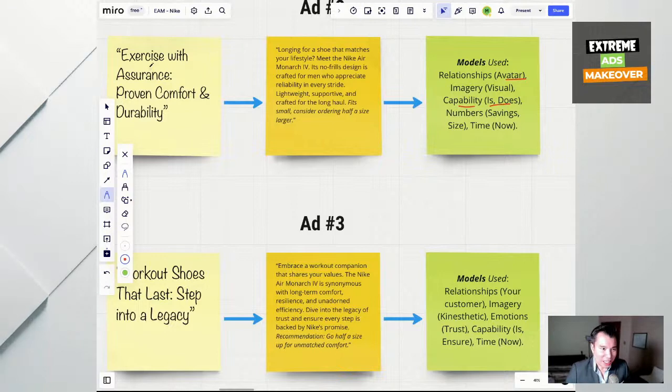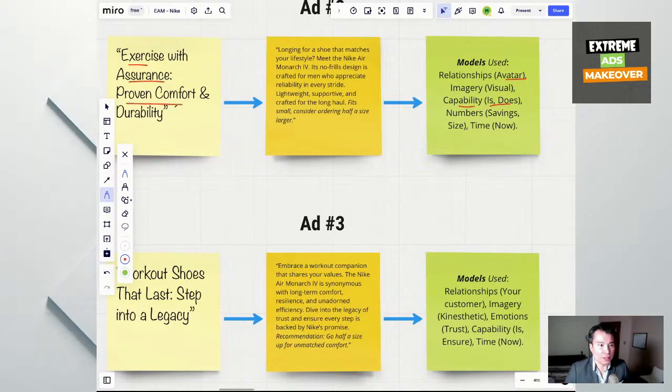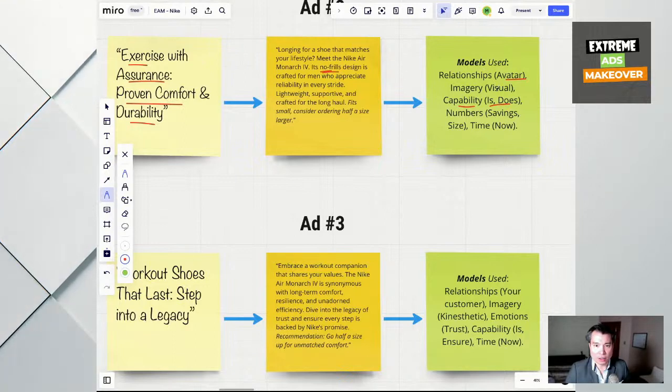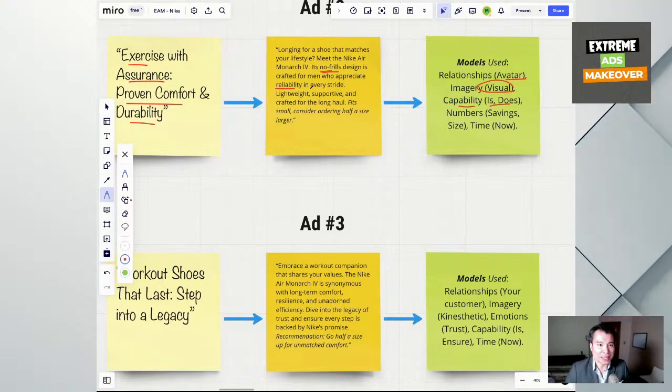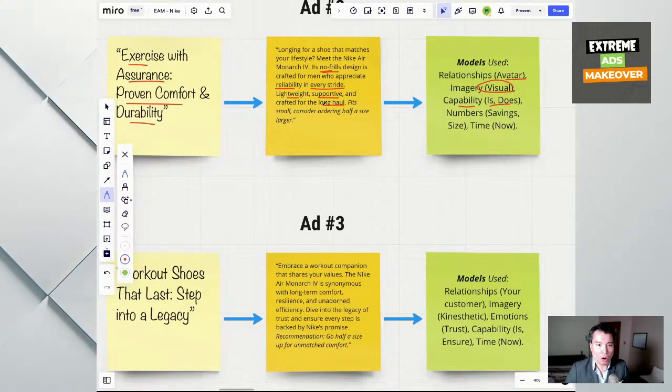Okay, so exercise with assurance, proven comfort and durability. Longing for a shoe that matches your lifestyle? Meet the Nike Air Monarch 4. It's a no frills design. It's very visual. The design is crafted for men who appreciate reliability in every stride. Lightweight, supportive, capability, lightweight, supportive, and crafted for the long haul.